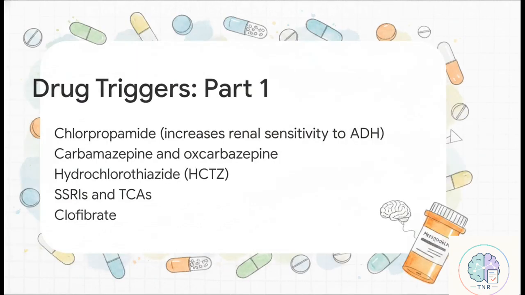Now we hit a truly massive category, medications. Drugs are huge drivers of this syndrome. They do it either by causing ADH release or by making the kidneys highly sensitive to whatever ADH is already there. For instance, the diabetes drug chlorpropamide actively increases renal sensitivity to ADH. Anticonvulsants like carbamazepine, and even more commonly oxcarbazepine, are frequent offenders. We also see this all the time in the clinic with psychiatric drugs, particularly SSRIs and tricyclic antidepressants. And, of course, don't forget the diuretic HCTZ, which is famous for inducing severe hyponatremia.